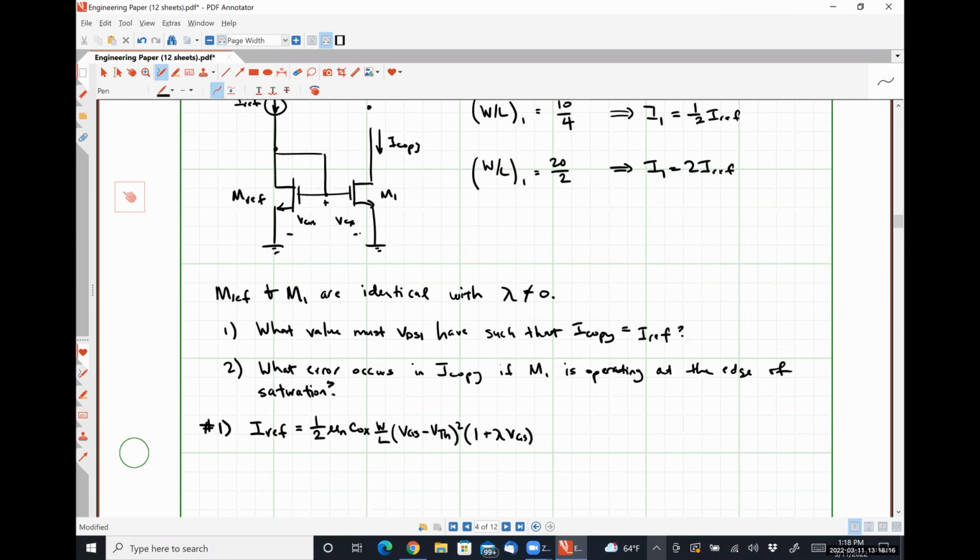And our channel length modulation portion here, since this is for our reference transistor, typically this would be 1 plus lambda VDS, but this feedback makes VDS for the reference transistor exactly equal to VGS, which is why I'm putting VGS there. Is that clear? Okay.